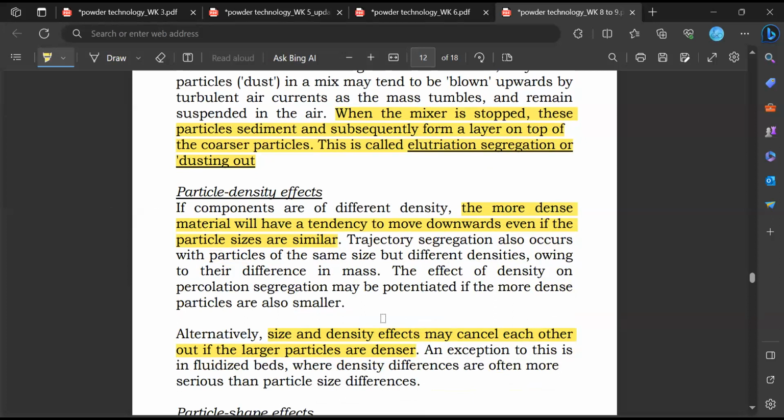The more dense a particle, the more it will move downwards compared to the smaller particles. That's similar to sedimentation. If it's a larger particle or more dense, it will move downwards easily. But the particle size and the density usually cancel each other out if the larger particles are dense.